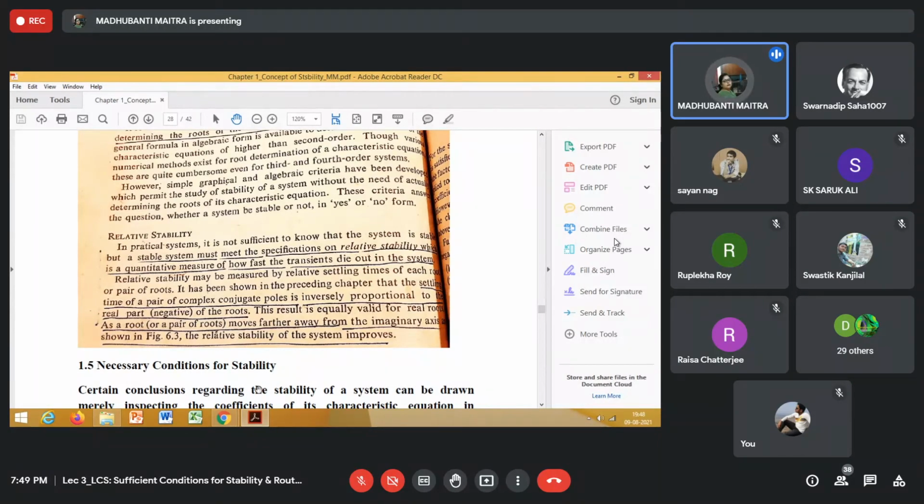And in frequency domain, have you studied Bode plot? Yes, ma'am. So in frequency domain, relative stability measures, indices.